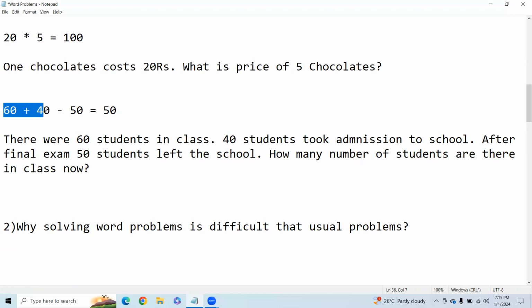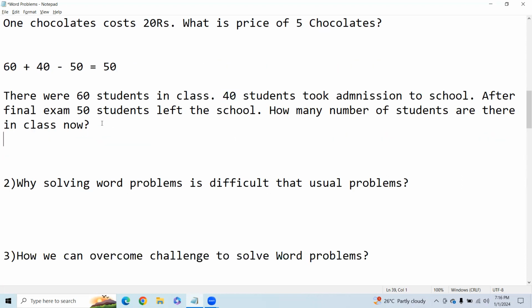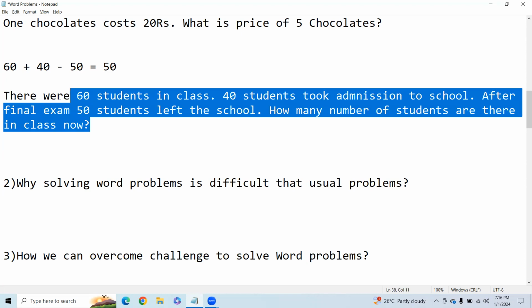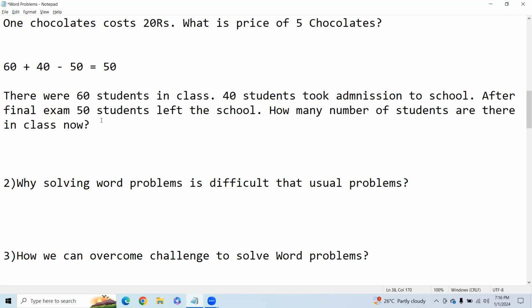Like 60 plus 40 will become 100, 100 minus 50 is 50. So by chance, if someone does 50 plus 60, you will get 110, and then minus 40, you will get 70. So you should be able to understand what problem statement they have given. Based on that, what are the different operations you are supposed to do, and what is the sequence of doing it. Once you understand that sequence, you should be able to write the equation and then solve it.